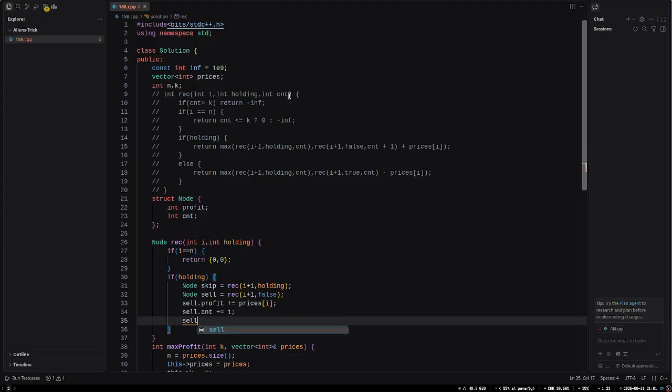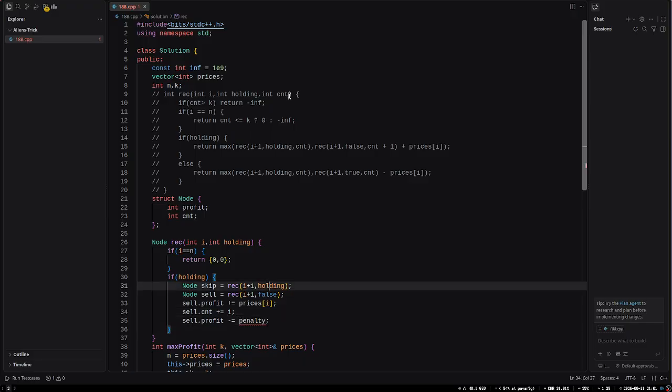And to this profit, the penalty that is getting subtracted is some penalty. Let's say it is some penalty.